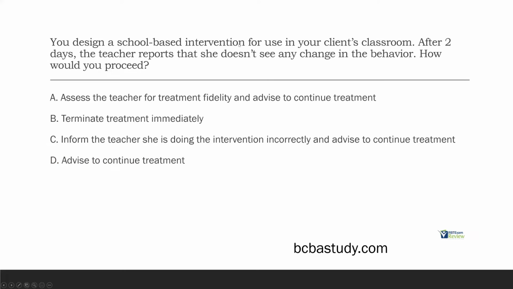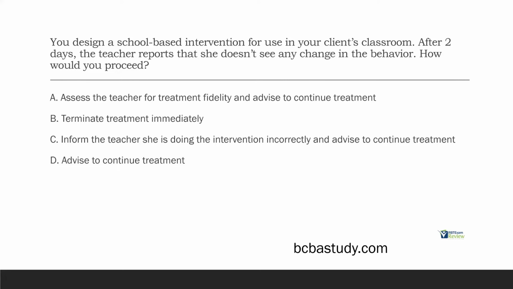You design a school-based intervention for use in your client's classroom. After 2 days, the teacher reports that she doesn't see any change in the behavior. How would you proceed? All right. We always read all of our answer choices, right? Now, think about this question. How are you going to proceed if we only have 2 data points indicating your intervention doesn't work? Is that enough to indicate something doesn't work? Probably not. Okay. So what should we do here?